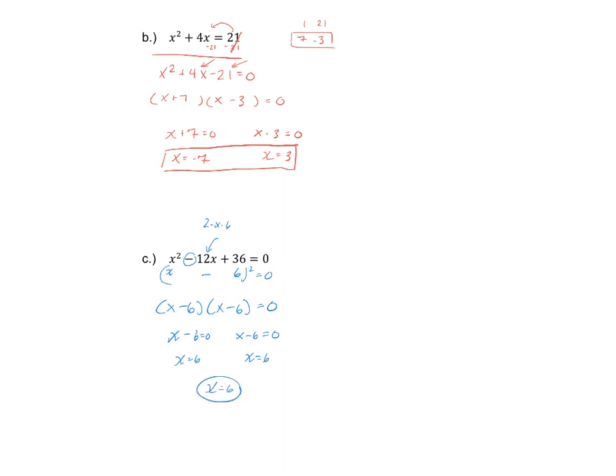Now, if you didn't recognize that, you would always check for GCF first, and then you might notice that a is 1, and so then I need 2 things that multiply to 36 that add to negative 12. Well, that has to be negative 6 and negative 6. So realistically, I have the same thing here.